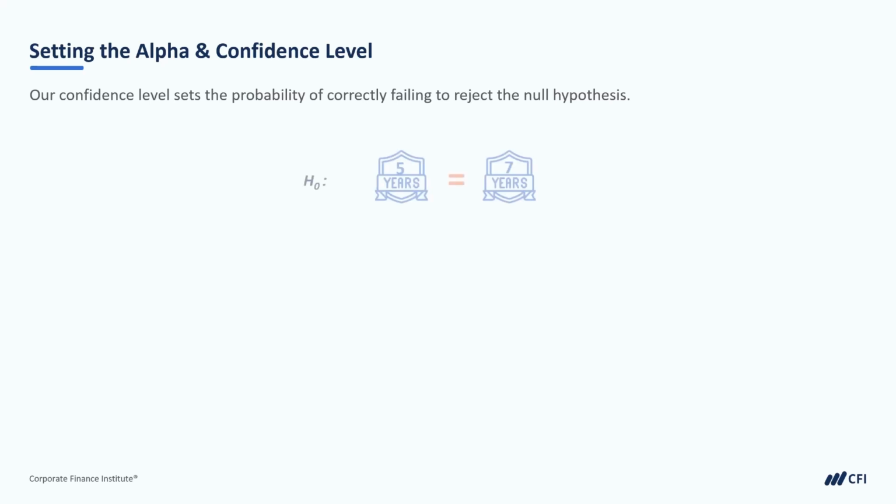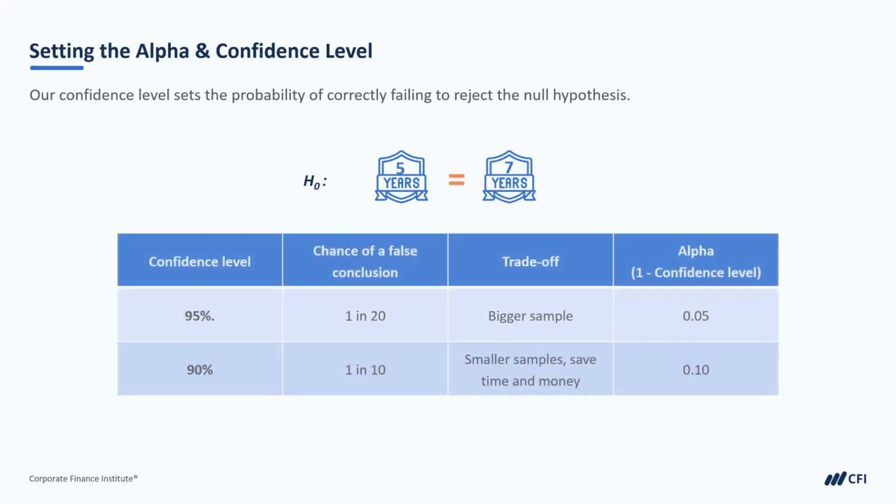Now that we have our null hypothesis and alternative hypothesis, we can set our confidence level. Our confidence level sets the probability of correctly failing to reject the null hypothesis, assuming that the null hypothesis is true. Using our example, assuming the effects of our two warranties are the same, then the confidence level is the chance that our test would conclude that they are the same. A popular confidence level is 95%. So, when the null hypothesis is true, we have a 19 in 20 chance of concluding that there is not a statistically significant difference between our two warranties.